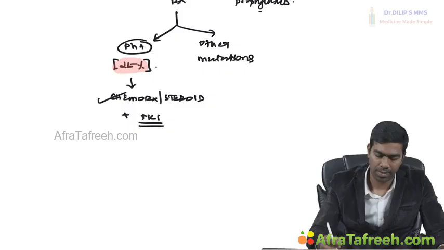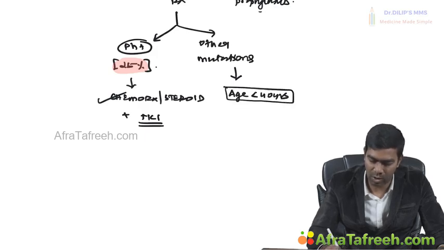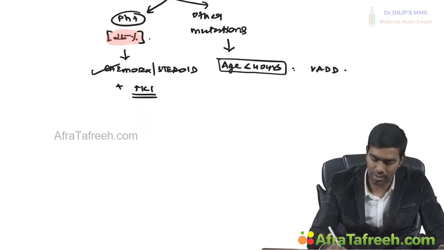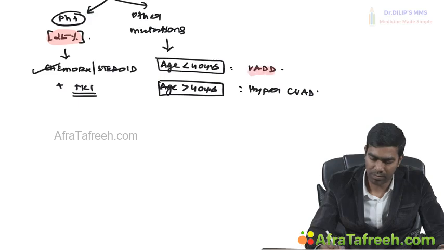For all the other mutations, you can use certain regimens. For example, if age is less than 40 years, including children, you can use something called a VAD regimen. I'll tell you what it is. If age is more than 40 years, especially in adults, you can use something called a hyper-CVAD regimen. So what do you mean by VAD regimen?